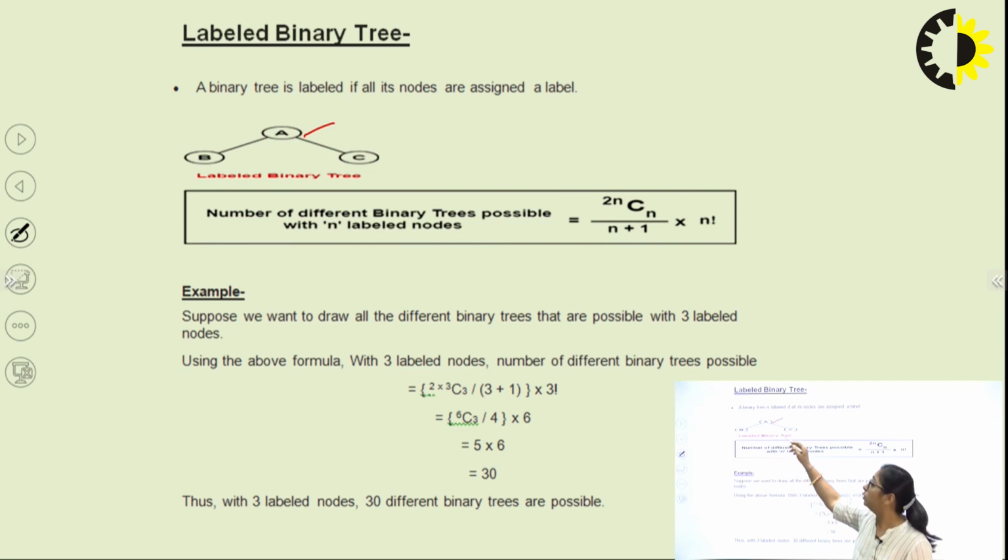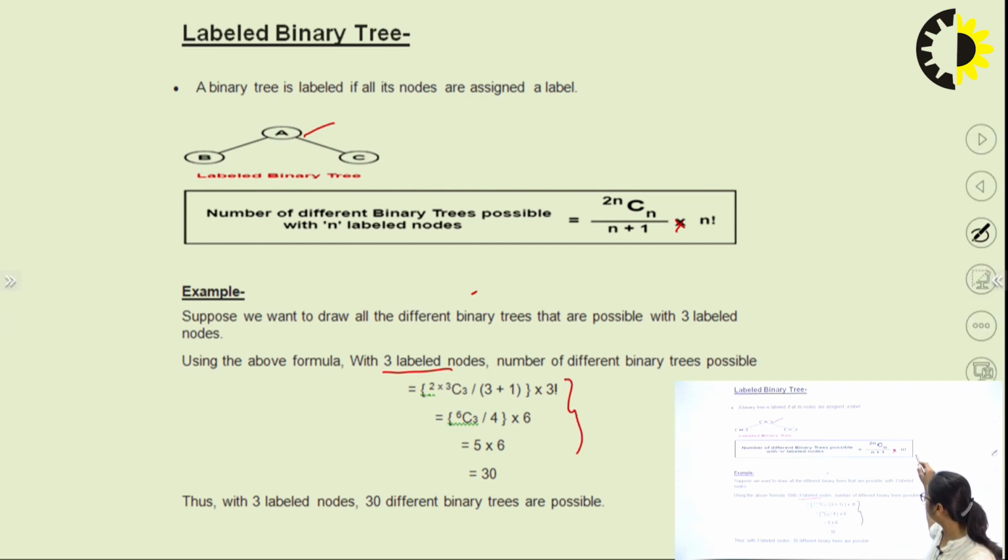Okay. The nodes will be certain, that is B and C. So what are the different ways to find, what is the formula? That is 2n Cn upon n plus 1, multiplied by n factorial. So this is the way for 3 labeled nodes. When you calculate with this formula, you will find that 30 labeled trees can exist.